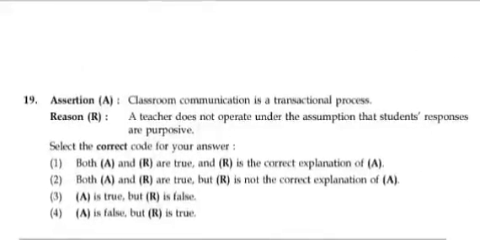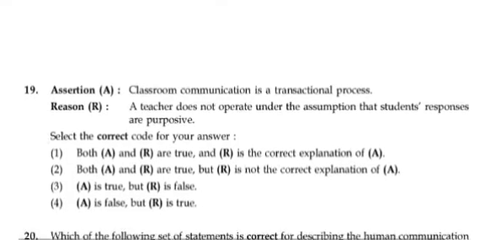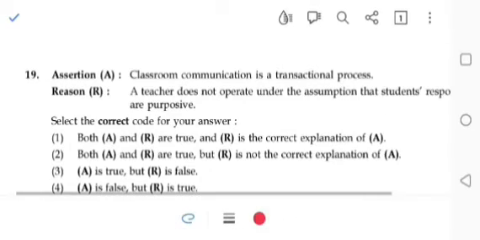Now number 19. Number 19 says same kind of question. Assertion A, classroom communication is a transactional process. Reason R is saying a teacher does not operate under the assumption that students' responses are purposive. Options are: both A and R are true and R is the correct explanation of A; both A and R are true but R is not the correct explanation of A; A is true but R is false; A is false but R is true. Number 19, 3. A is true but R is false. Okay.